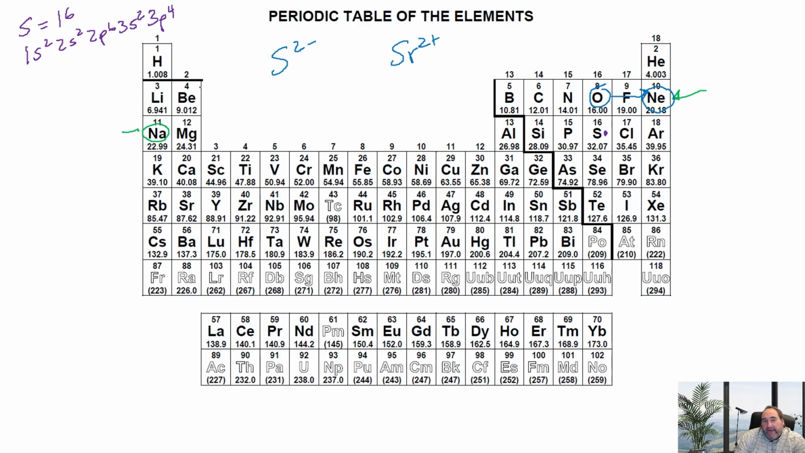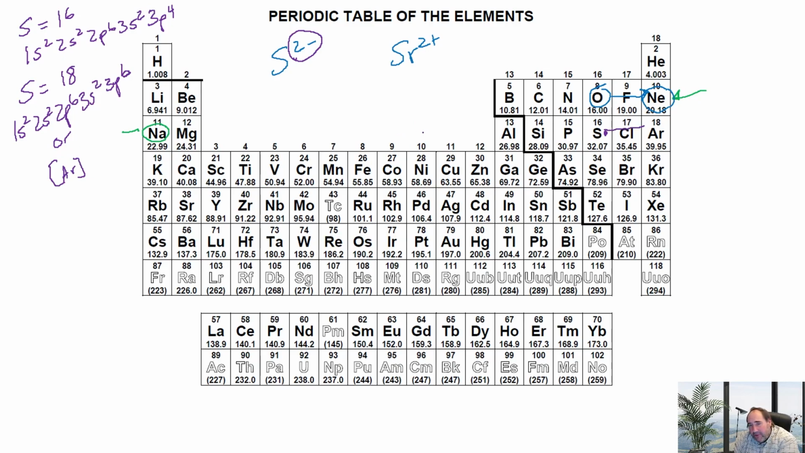So sulfide with a minus two charge, remember that the minus means it gained electrons. The two means it gained two electrons, which means sulfur will actually end up with 18 electrons. And that means it will actually be 1s2, 2s2, 2p6, 3s2, and 3p6. 18 is our good friend argon. And what did we see? Sulfur picked up two electrons and ended up at the same electron configuration as argon, which is what we would expect to happen. Let's take a look at strontium here.